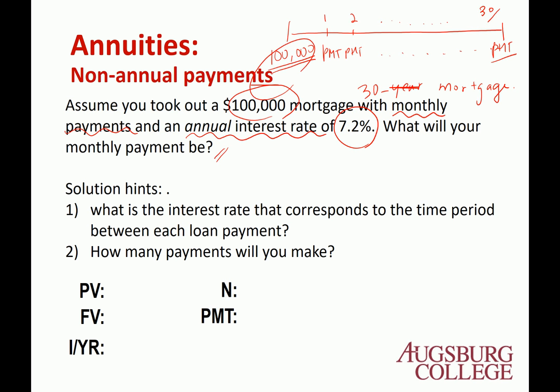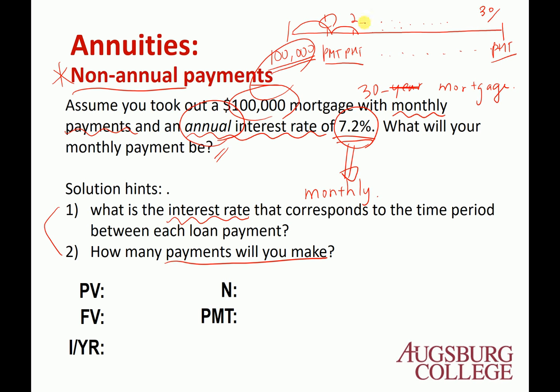Now, there's one issue here, because our payment is not an annual payment. The previous problems were annual, so we didn't have to worry about anything. Now this is a monthly problem, so we have to change two variables. Number one, what is the interest rate that corresponds to the time period between each loan payment? Your loan payment is monthly, which means that your interest rate should be monthly. This 7.2% is an annual interest rate, so you should convert it to monthly. The second part is how many payments will you make? This is relatively easy, because with monthly payments, this is the first month, second month, and so on to the 30th year, which is 360 payments, which is 30 years times the number of payments per year.